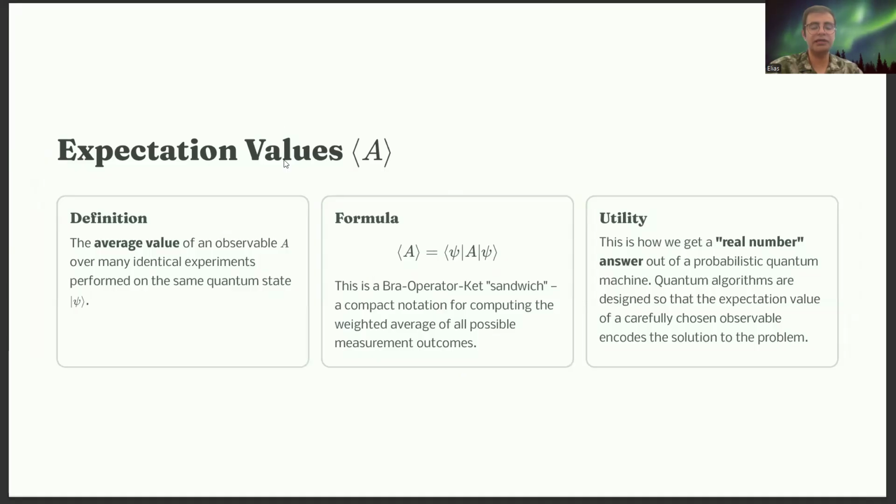And you can also have the expectation value, with the bra, operator, ket sandwich here. It's just for computing the weighted average of all possible measurements. Don't get so worried about this. Later on, we'll get back to that.